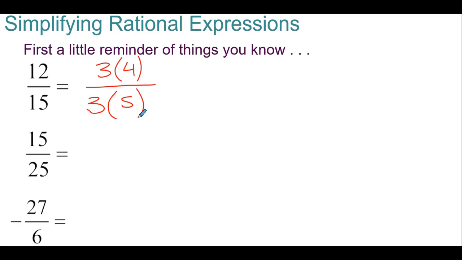And then what is 3 divided by 3? 1. So basically what's happening is we're dividing away a common factor, right? So therefore, what does it reduce to? 4/5.